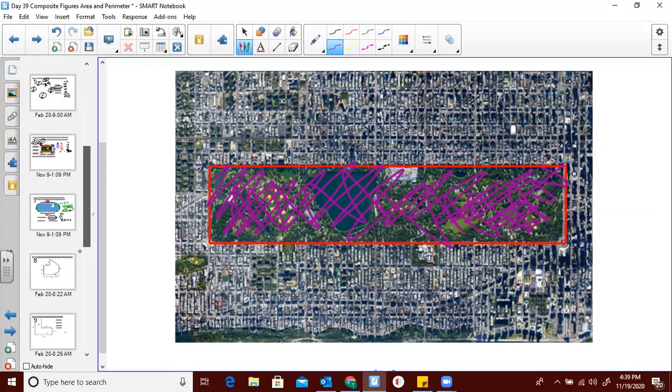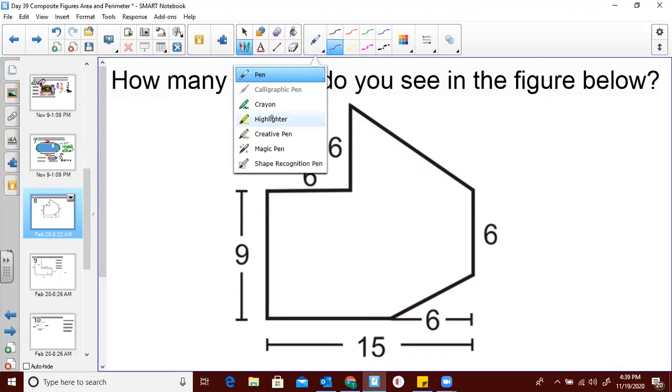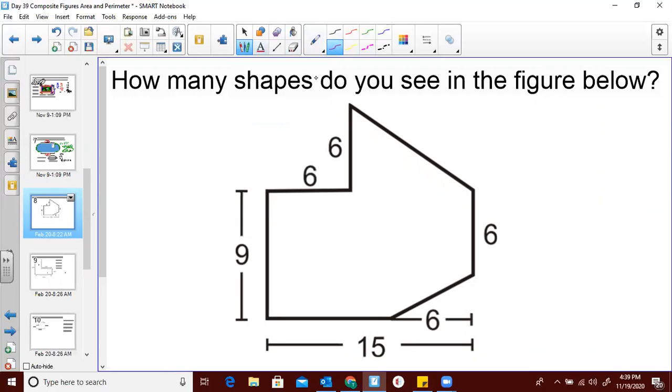All right, so when we do area with a composite figure, it gets a little bit tricky. So for starters, what we're going to want to do is, I don't know how to find the area. I don't have a formula for this. Remember, the formula sheet's in Schoology, but I don't have a formula for this shape. I don't know what to do. So I need to turn this shape into more manageable shapes.